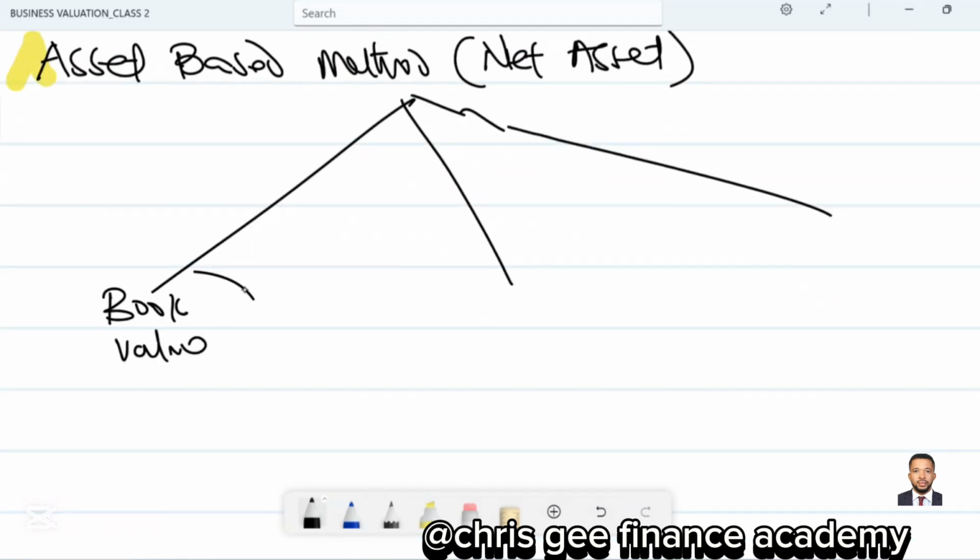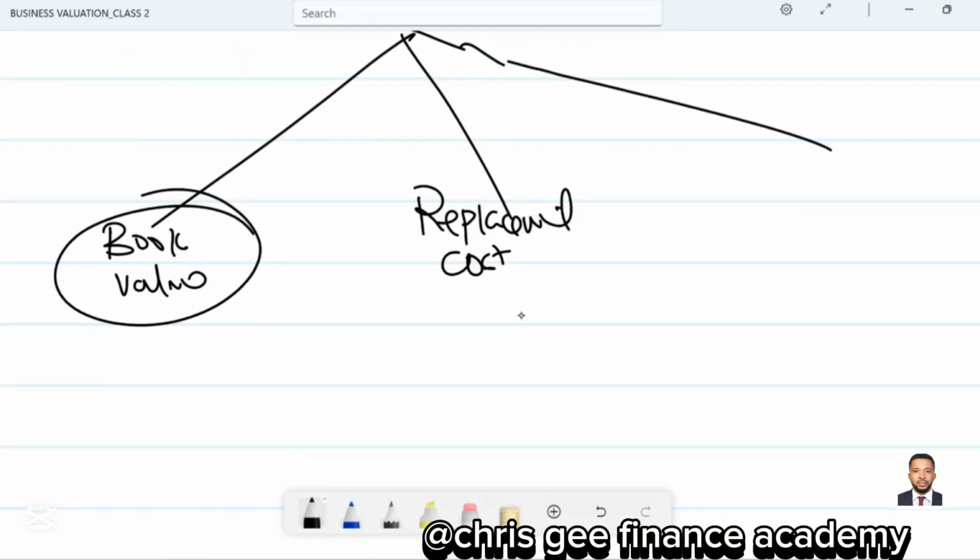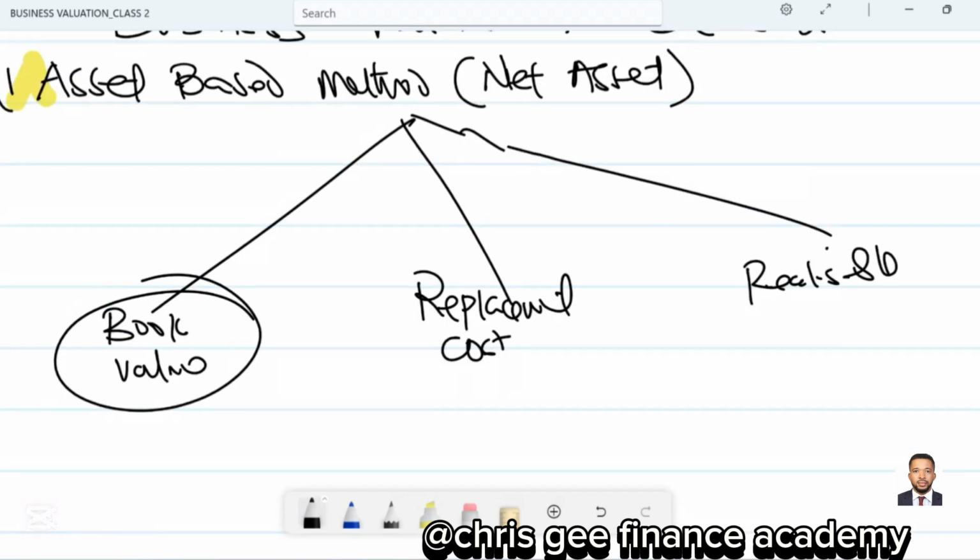All right. When you talk about book value, we are simply looking at the historical value that you have in your what? In your books. And the second one is what? Replacement. Replacement cost. Right? Cost of replacing the asset in what? In its condition, right? And the third one is what? Realizable. How much can I get if I put this asset in what? In the market. And that's the first method, net asset.